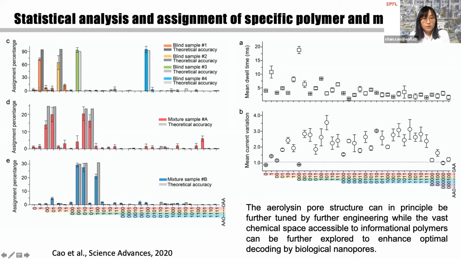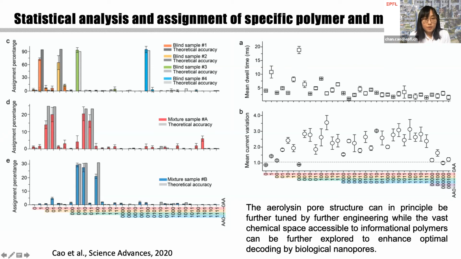In general, we observe a decreased dwell time with longer lengths. It also makes sense, because the longer the polymer is, the more negative charge it carries, so it will translocate through the pore much faster.